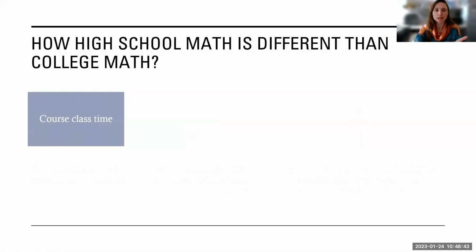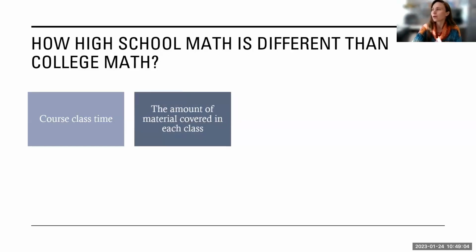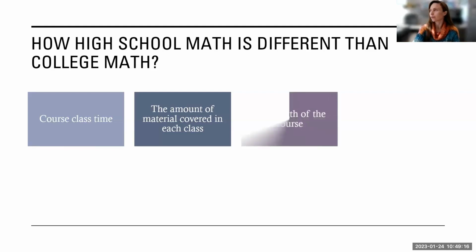How is high school different from college math classes? Well, in high school, students have more time with the teacher every day. What is it, 45 minutes to an hour? And in college, it's only for 16 weeks and only twice a week, or sometimes 3 times a week, sometimes 1 time a week. The amount of material covered in each class is different because in high school, you have the whole year to learn the material. In college, we only have the longest 16 weeks, or sometimes even 5 or 6 weeks during a session, and 12 weeks during summer. So the length of the course is different.